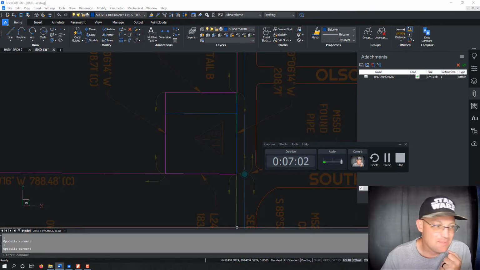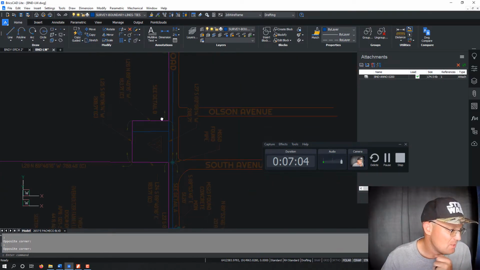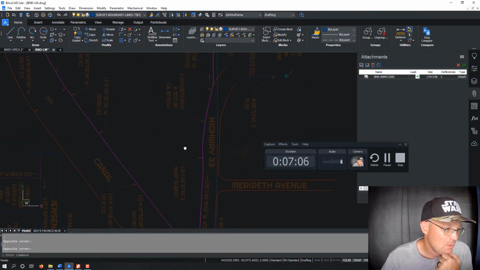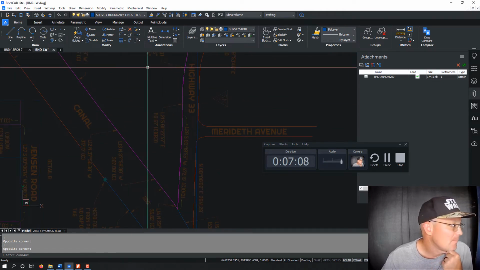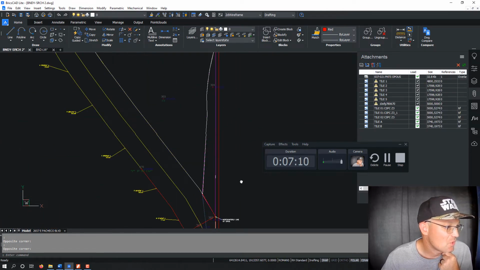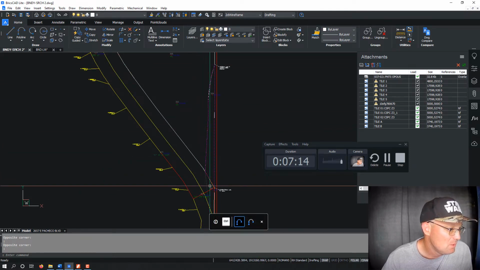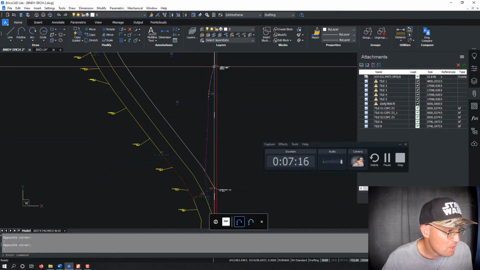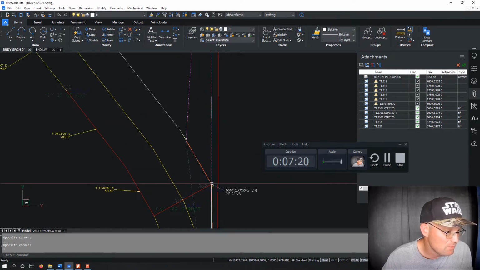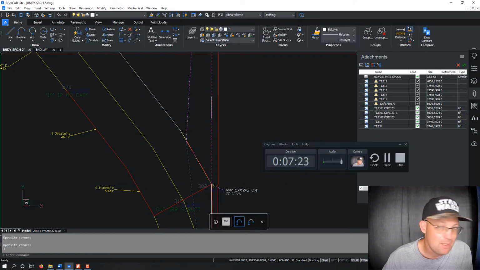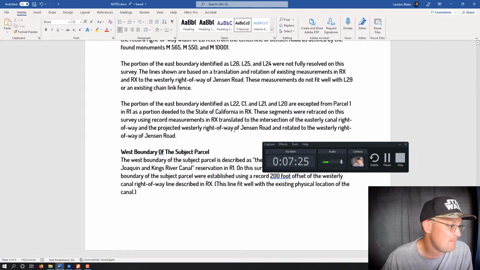All right, so then we have that next piece, which is down here on the highway. Okay, and so you can see in our search drawing, this highway deed got put in right here along Jensen Road. So it got rotated along this right-of-way line at Jensen Road, and it got anchored here at the intersection of the canal right-of-way with the old county road right-of-way. So here's how we say that.